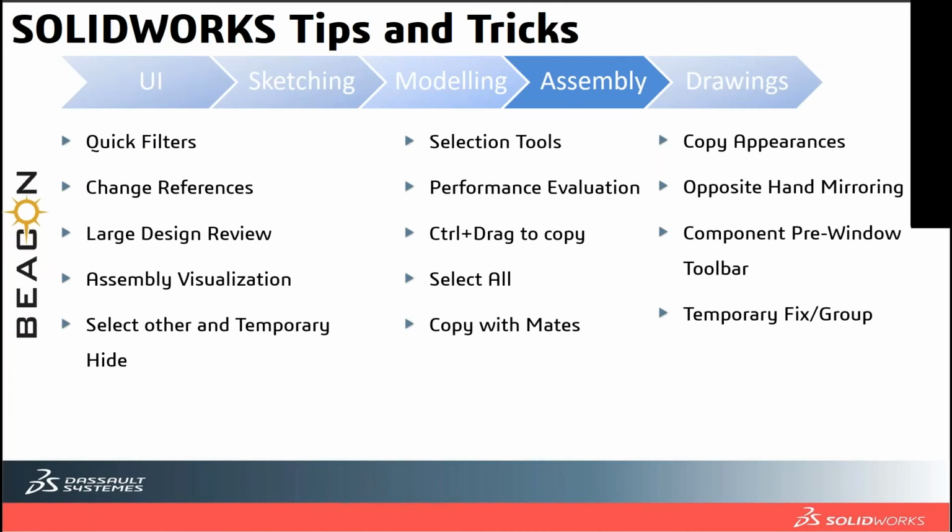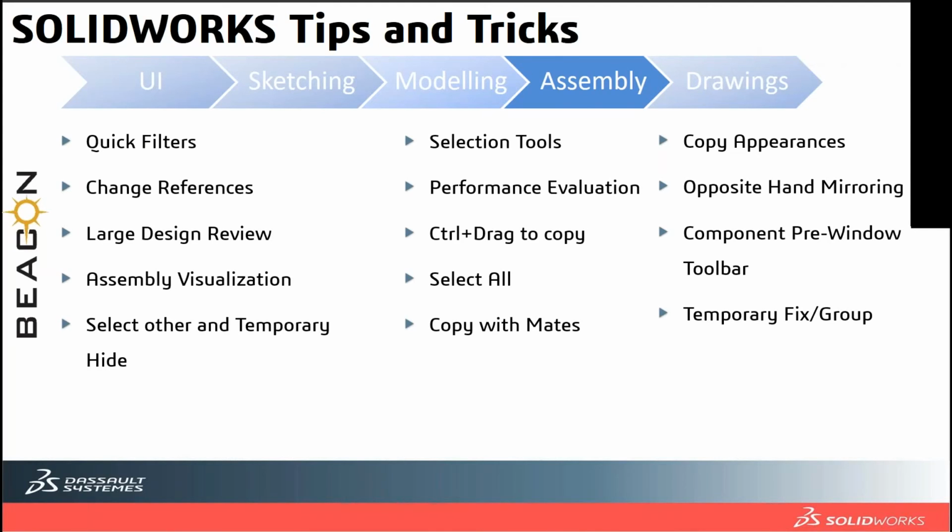Finally, at the end I showed you assembly visualization, which helps you to visualize how exactly your assembly is divided based on mass or density or any other parameter that you wish to see. It's like a color coding basically. We also saw select other and temporary hide. Just by clicking the Tab key, you can temporarily hide any component. And select other: for example, there is a part and I want to select a face or a feature which is behind that part and not visible. I can just select that part and say select other. That helps you to select any faces or features behind that particular part.